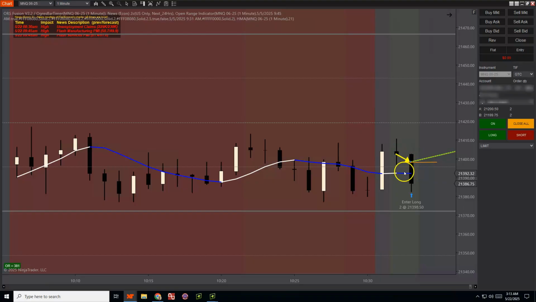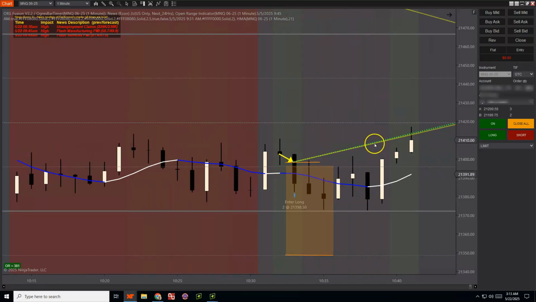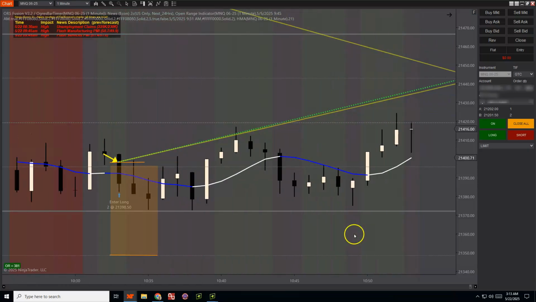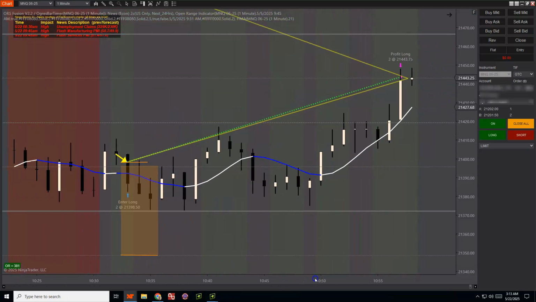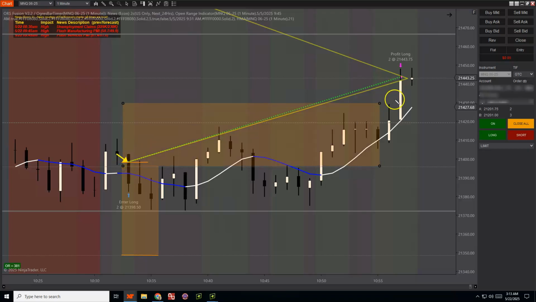Our stop would have been placed right back here, two lines back or so. And then our target is two lines up. And as you can see, we go ahead and hit the target two lines up here. And that's it. That's pretty much how the strategy works.